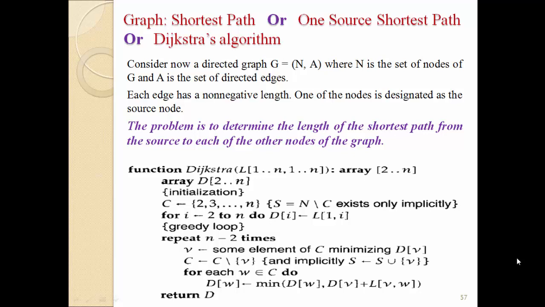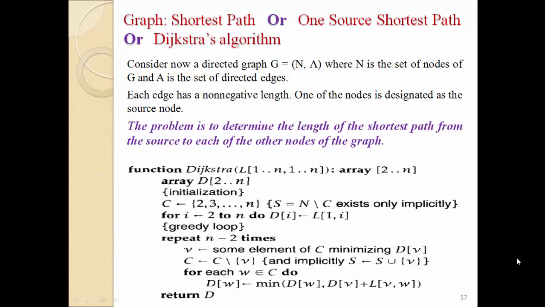One of the nodes is designated as the source node, so we have to consider any one node as the source node. As we discussed, this algorithm is also known as the one source shortest path algorithm. It means that we consider one node as the source node, and the remaining nodes are known as destination nodes. It means that we have to reach every node of the graph from the source node. This is our directed graph, in which there is a direction from one node to another node, and every edge has some non-negative value, so it is a weighted graph also.